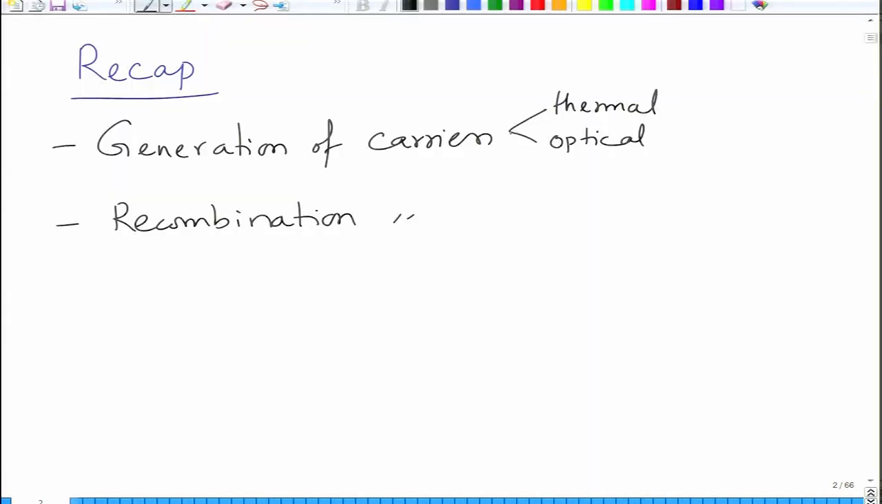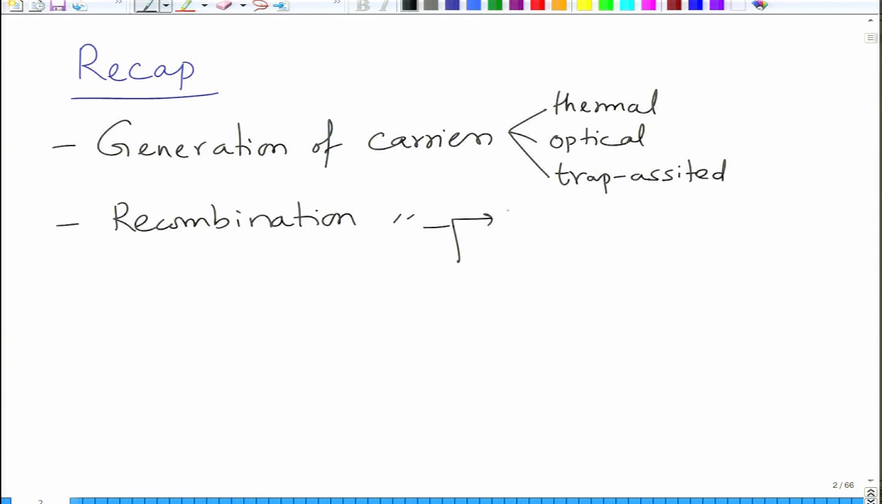Or you can have trap assisted generation. So these are three major methods of carrier generation, and then you can have carrier recombination. It's a dynamic process in a semiconductor, so not only do you generate carriers, you also recombine carriers. When carrier density becomes very large, there is a strong push for recombination.